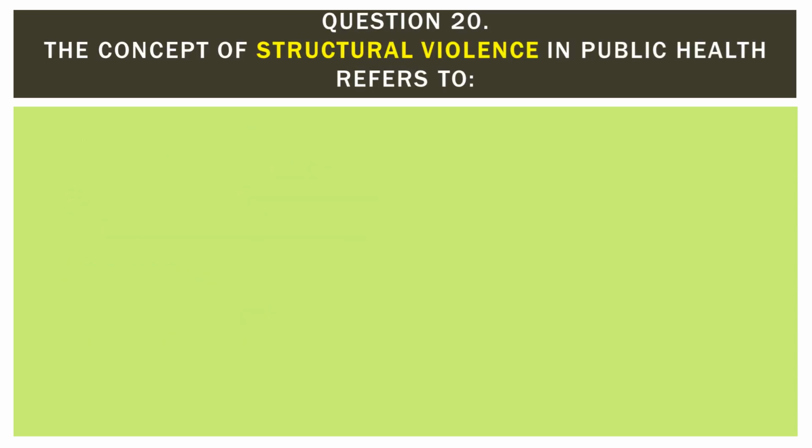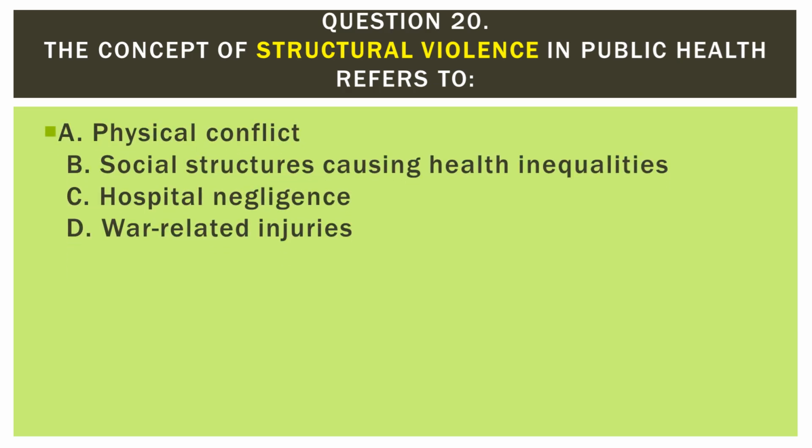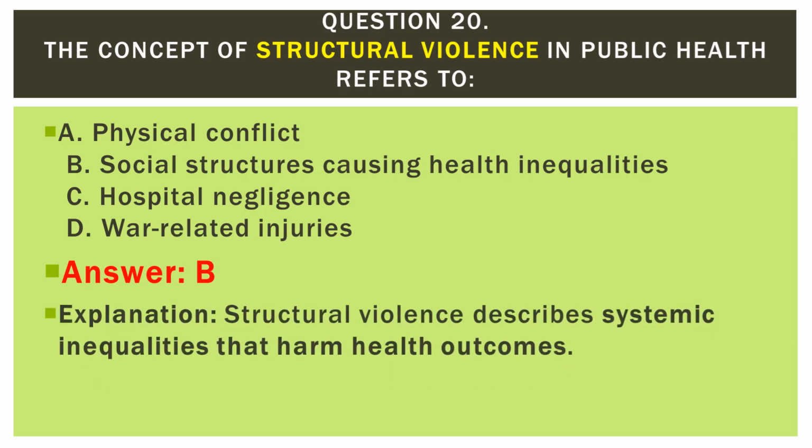Question 20. The concept of structural violence in public health refers to: A. Physical conflict. B. Social structures causing health inequalities. C. Hospital negligence. D. War-related injuries. Answer: B. Explanation: structural violence describes systemic inequalities that harm health outcomes.